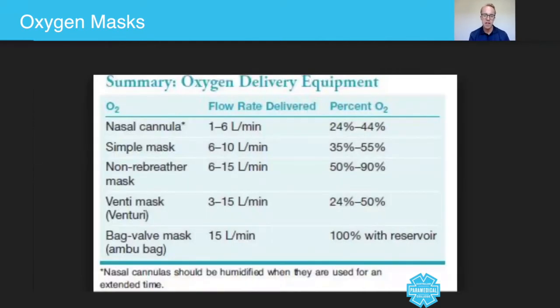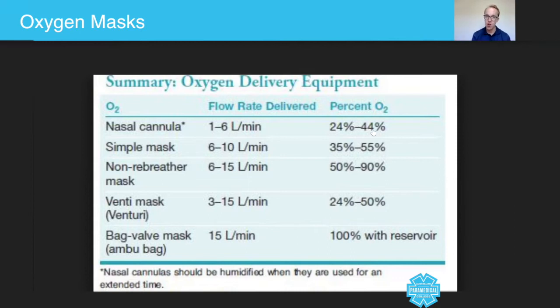So let's take a very quick look at the flow rates. As you can see here, the nasal cannula, you're using between 1 and 6 liters per minute. So that's what you're turning the oxygen canister to at the top. So you're turning it between 1 and 6, and you're able to give between 24 and 44% oxygen. So again, if the patient only needs a couple of percent of oxygen, then you can use that.